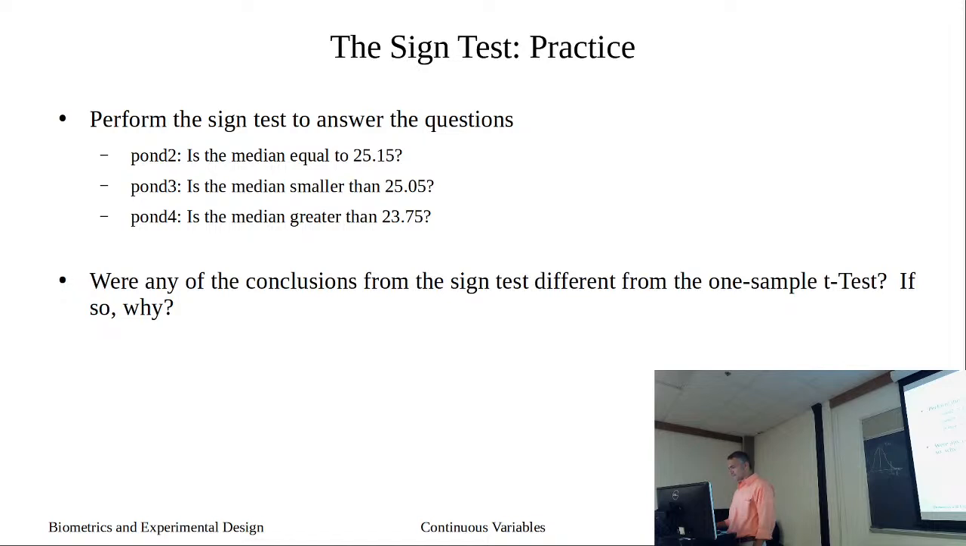So, did we go over the answers to this? Yeah, I think we did. Yes. So basically all the conclusions were the same. No big surprise, again, because none of our assumptions were violated. Our normality assumption, everything was normally distributed. So our t-test and our sign test should come up with similar answers.